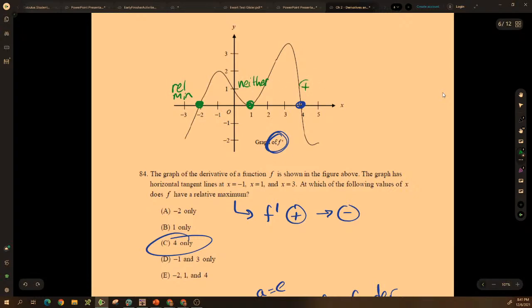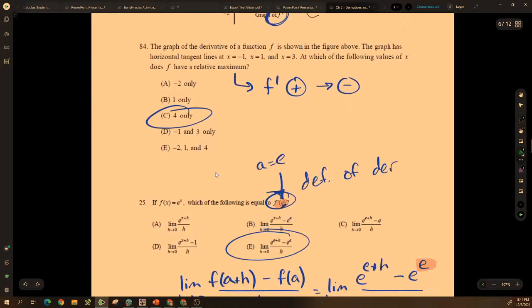And here we change from positive above the axis to negative below the axis. So this is our relative maximum at x equals 4. That's the only one. So choice C.